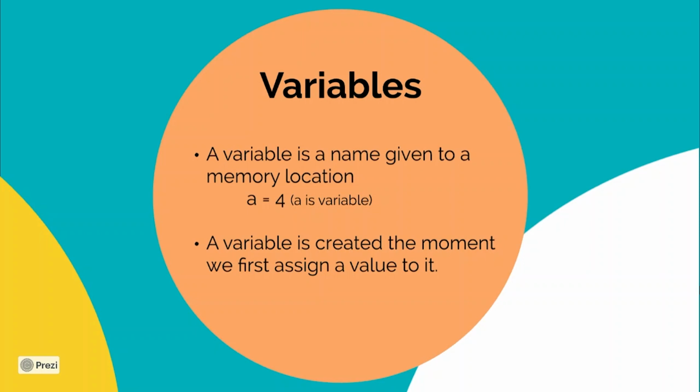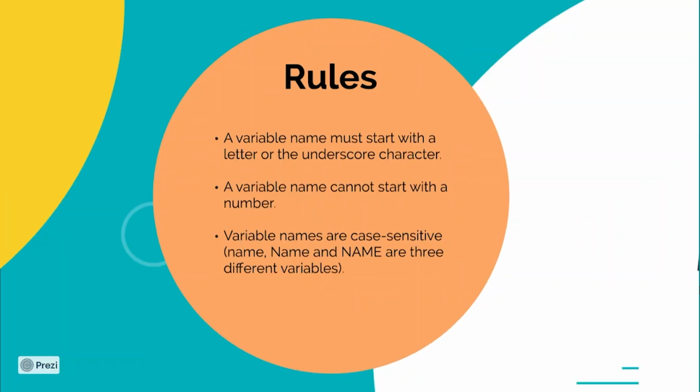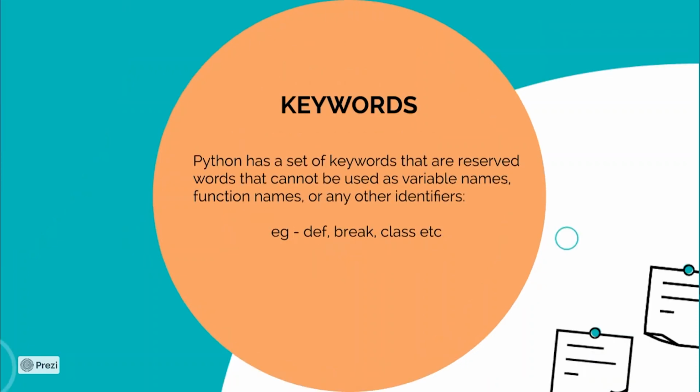Now we will see what are rules of variables. So variable name must start with a letter or the underscore character. Variable name cannot start with a number, and variable names are case sensitive. Now let's see what are keywords. So keywords are reserved words in Python which should not be used as variables. Like for example, def, that is definition, break, class, etc.